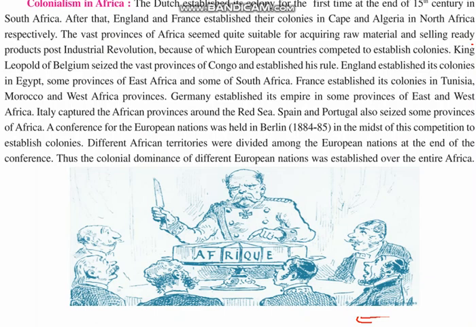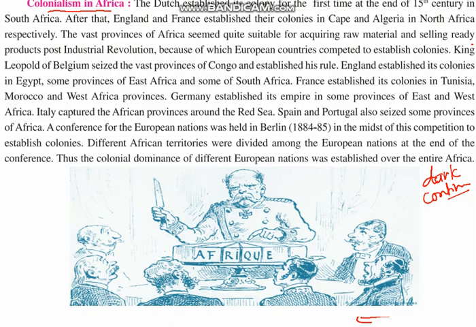Now, colonialism in Africa. Africa was known as the dark continent in the olden times. Now, why was it known as the dark continent? Because it was not discovered a lot. A lot of things were not known about Africa, and that's why it was known as the dark continent.